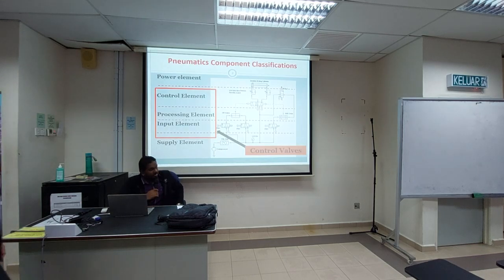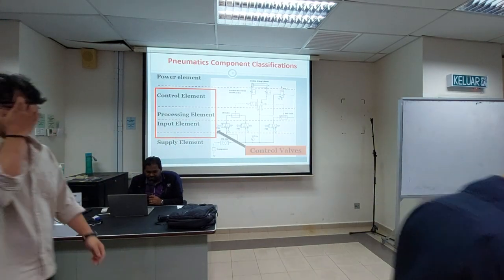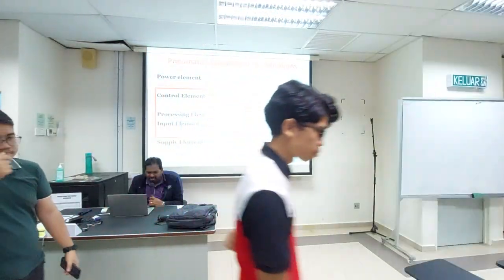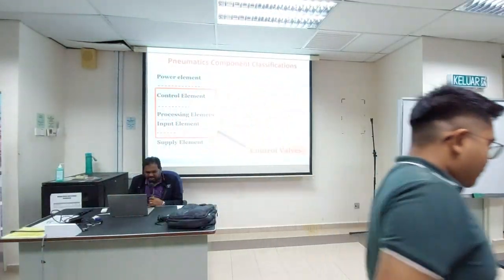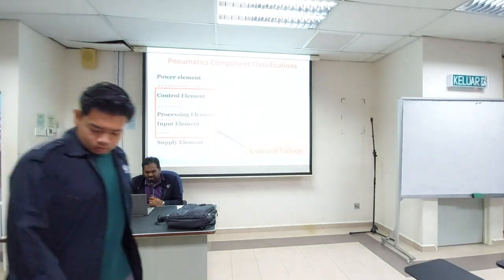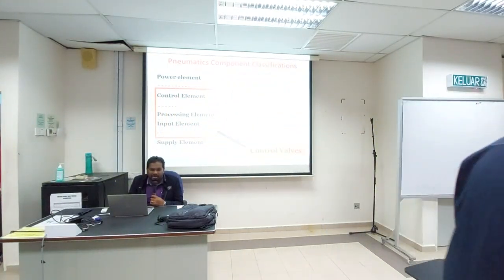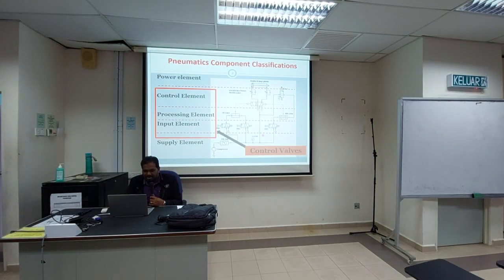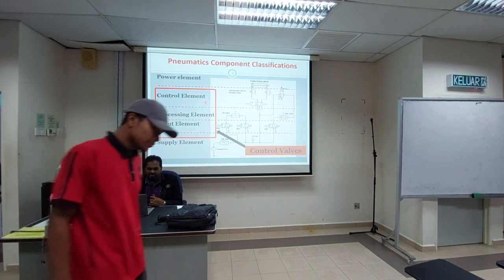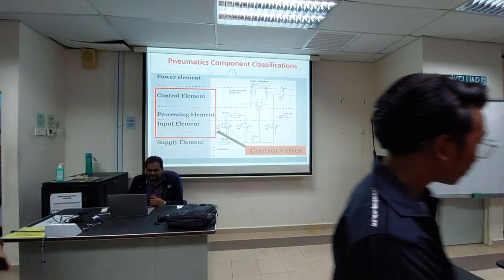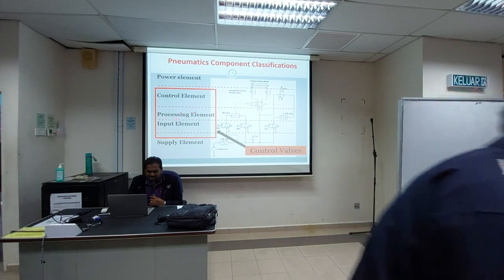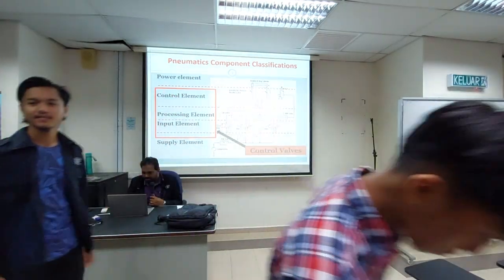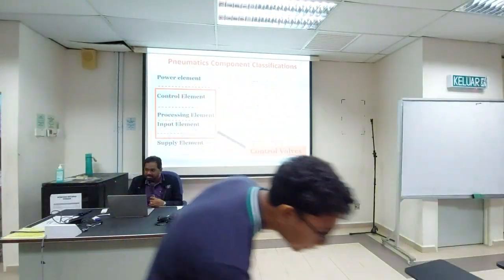Okay, so we refer back to this chart. We have 5 elements: supply elements, input elements, processing elements, control elements, and also power elements. Your control valve involves 3 elements. It can be either an input element, processing element, or control element. So the middle 3 parts.